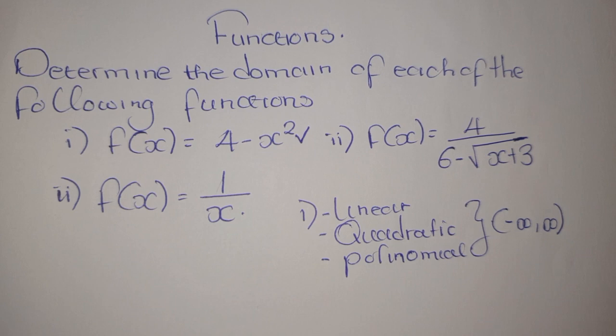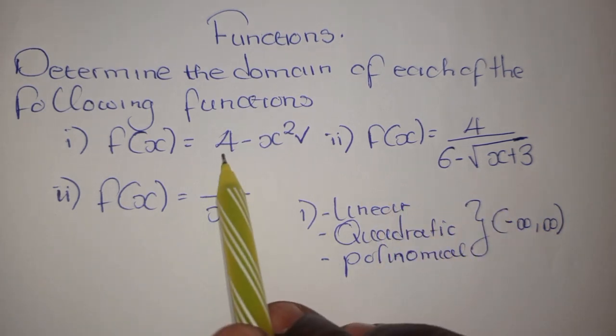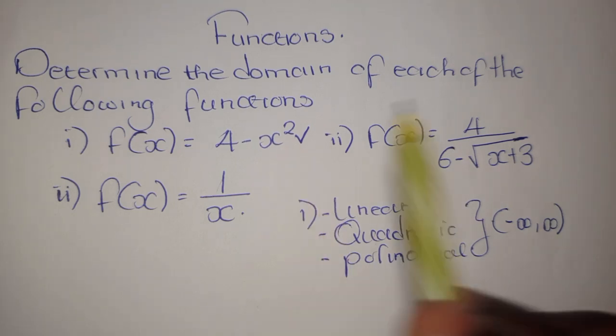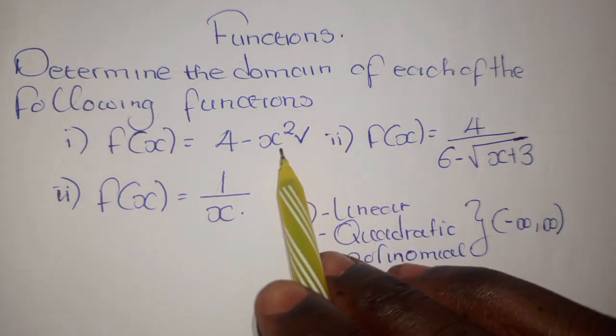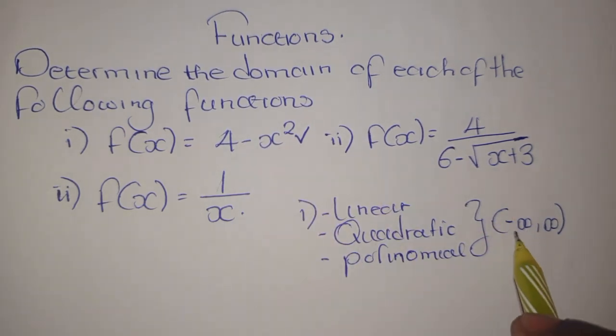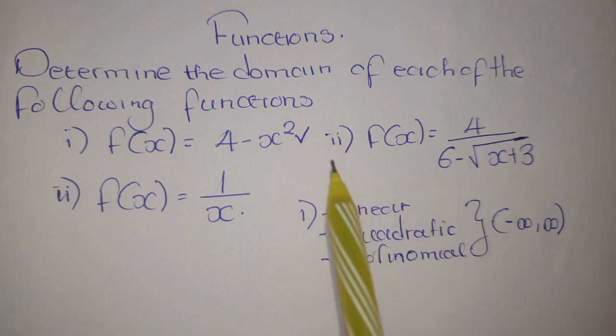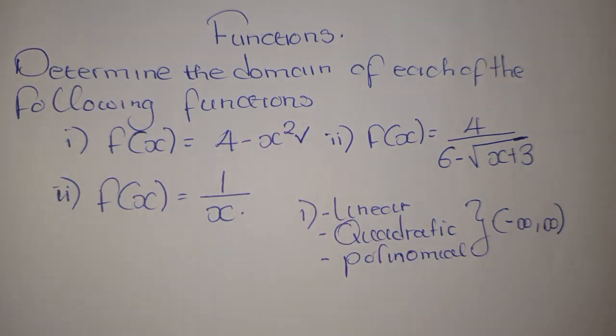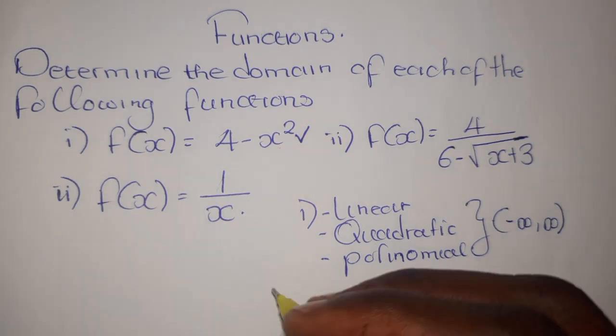What do I mean? Remember, a quadratic expression, a polynomial expression, a linear expression, they are all of this kind. This one which we have is a quadratic. So the domain for this is negative infinity to positive infinity, because any number we get will make this expression defined. So let us now go to the second one.